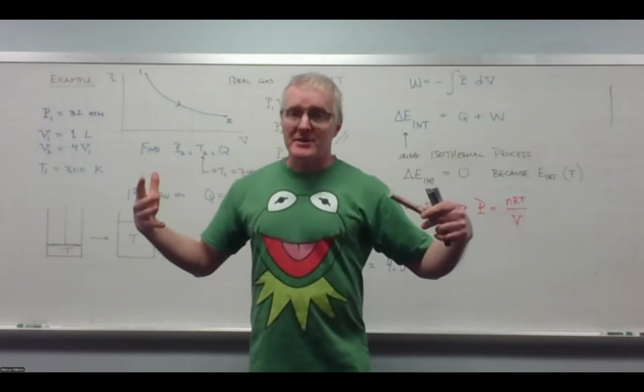Okay, initially, this is the initial state. Here's the final state. We had equal amounts of work leaving as heat coming in. And what that means is my overall internal energy in the final state is exactly the same. Right? So there's your energy bar diagram for the isothermal process. Okay. Great.